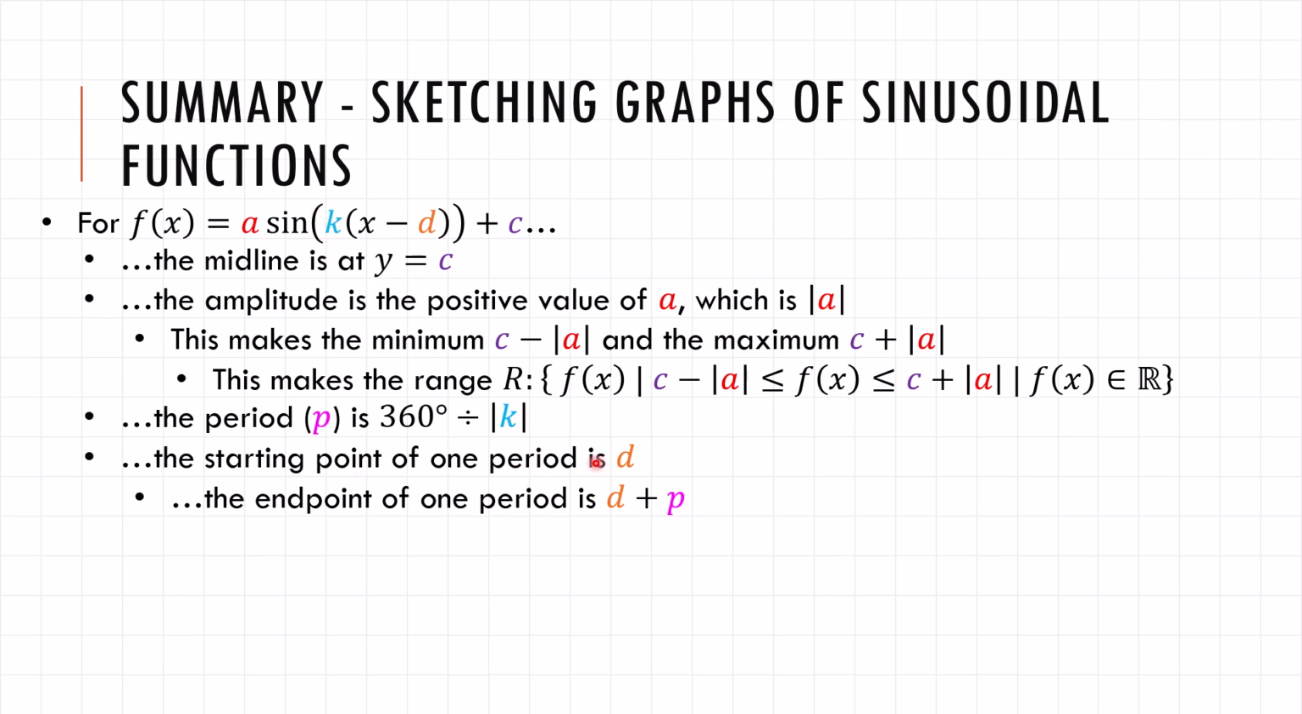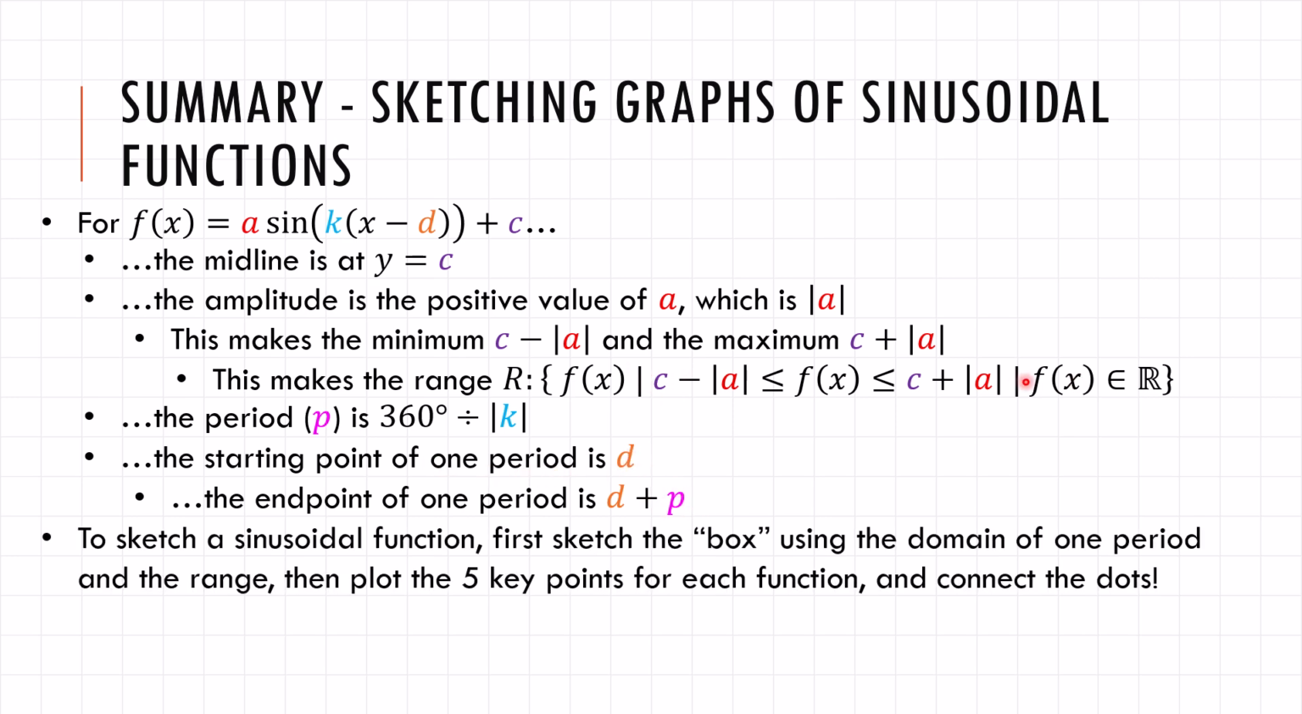Now that you know the starting and the end point of one period, that's kind of like the domain of one period. You already know the range. And so to sketch a sinusoidal function, you can use these to sketch a little box using the domain of one period and the range. And then every sinusoidal function has 5 key points, and then just connect the dots from there. Now, the thing to note is that if a is a negative number, remember, if a is less than 0, then the graph is upside down because there was a vertical reflection. So that's the only thing to keep in mind here.